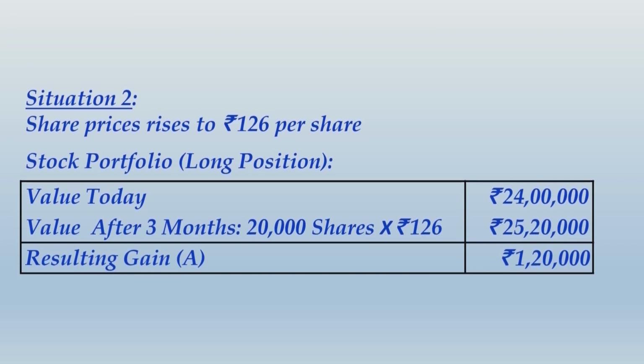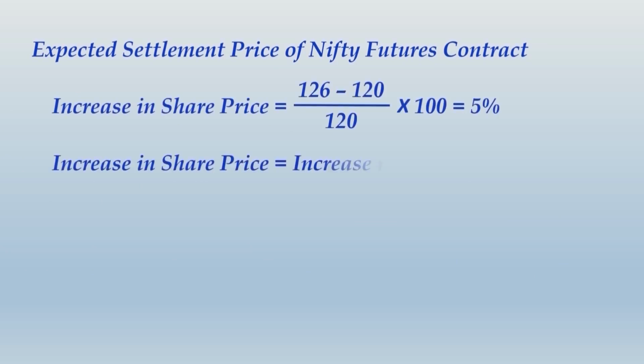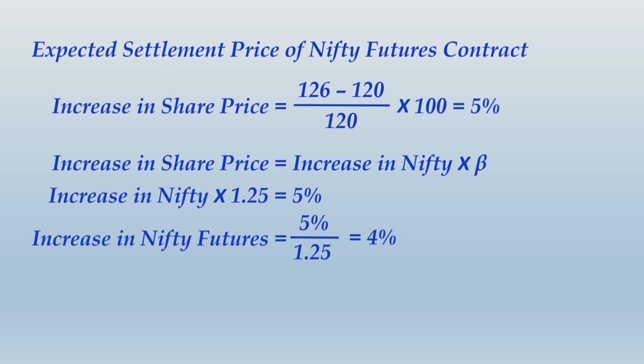Alright, let us move ahead and look into what happens to the Nifty futures contract. So, the expected settlement price of the Nifty futures contract. Now you see, the increase in the share price this time is by 5%, and the increase in share price will always be equal to the increase in Nifty multiplied by beta. Through this we can determine the increase in Nifty futures price, and that will be 4%.